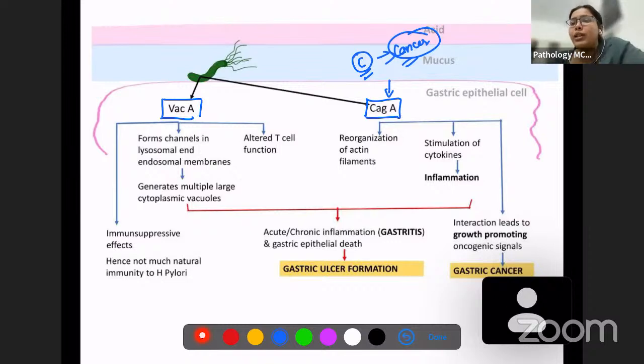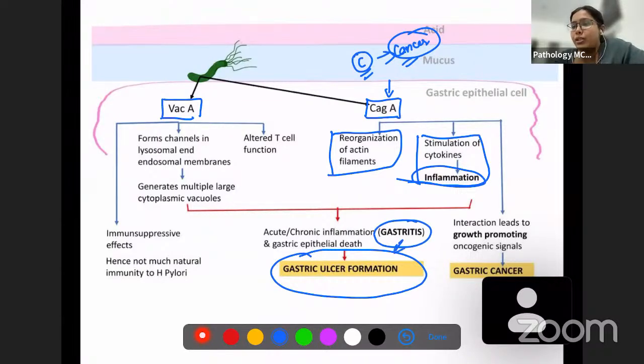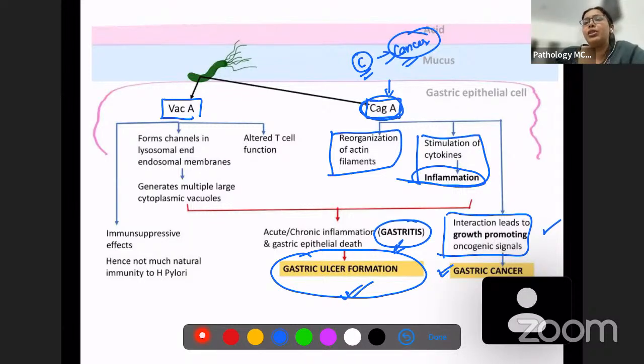What does CagA do? CagA has two functions. It is going to reorganize actin filaments and it also stimulates cytokines causing inflammation. With inflammation, first we will have gastritis leading to gastric ulcer formation. Apart from this, when there is excessive stimulation of cytokines, growth factor promoting oncogenes are also promoted, leading to gastric cancer. So this is how CagA will cause gastric cancer and gastric inflammation. So these are the two virulence factors produced by H. pylori.